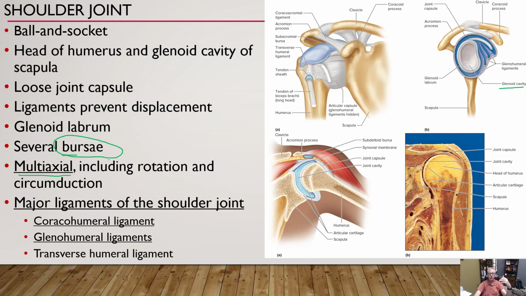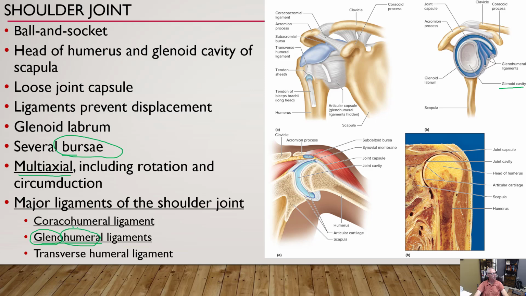There are several different ligaments of this joint, and you are going to have to memorize two of them. The easy one is the glenohumeral ligament. You should be able to recognize it: gleno, because of the glenoid cavity or glenoid fossa, and then humerus.